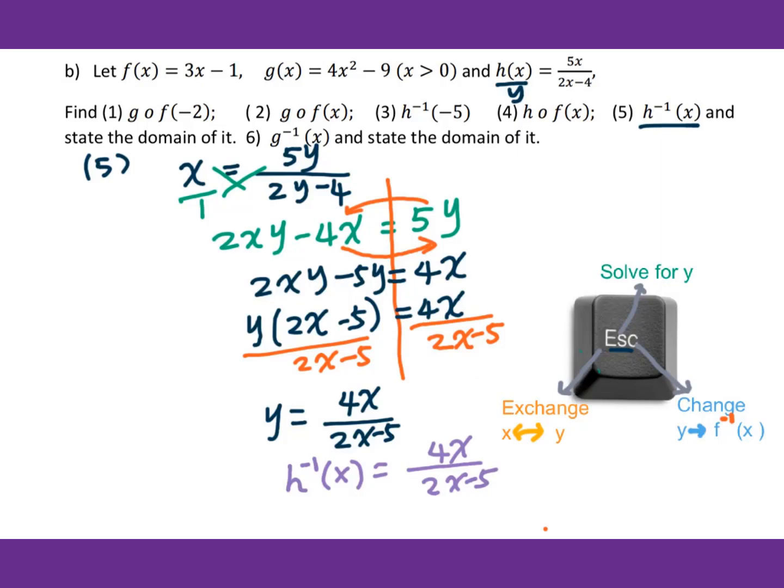We also need to state the domain of this inverse function. For this inverse function, we know this is a rational function. Domain, we will set up denominator 2x minus 5 not equal to 0, which means x not equal to 5 over 2. That's the domain of this inverse function.